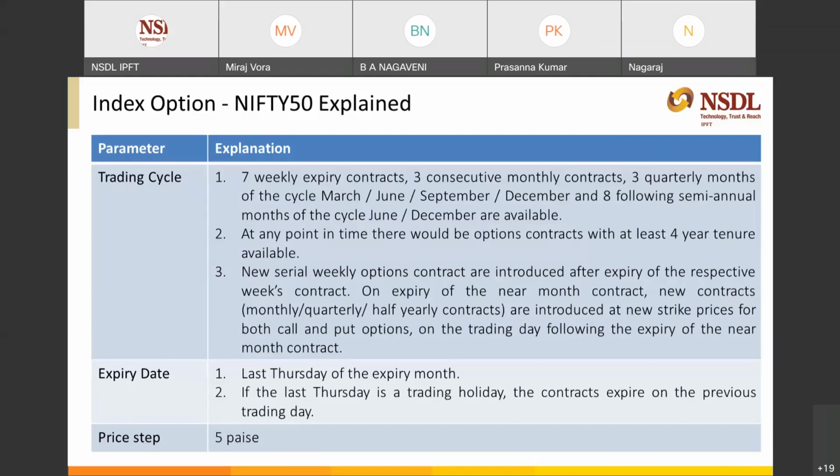So before entering, or before the contract opens, you would be very certain about the expiry date, the contract size, that is the number of shares, as well as the minimum lot size of that contract.